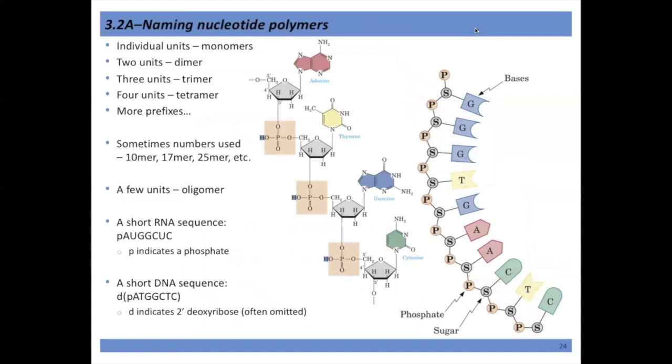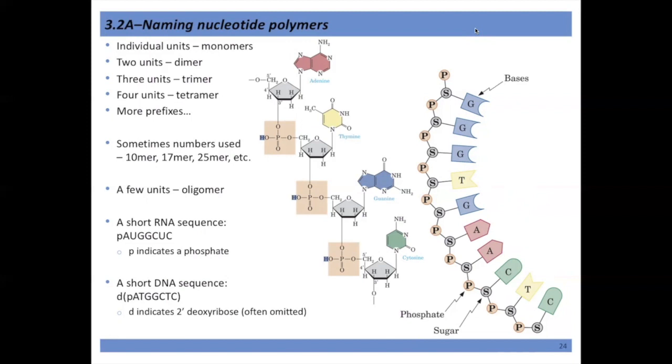So we name these generally just by how many of them. So if you just had 2 nucleotides together, you'd refer to it as a dimer. If you have 3, a trimer, a tetramer, or more prefixes. Sometimes when you get larger, you just refer to them as a 10-mer, 17-mer, 75-mer, depending on how many are in there. If you have a few units, they're referred to as an oligomer. Many more, it's referred to as a polymer.